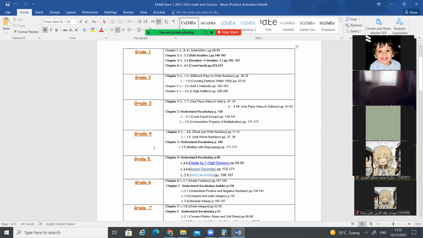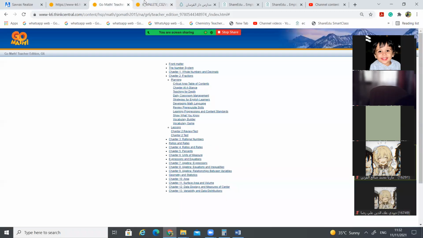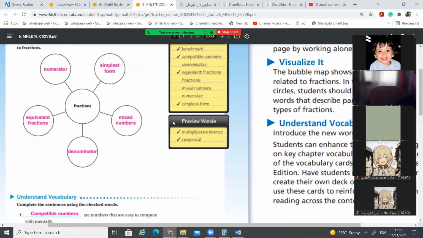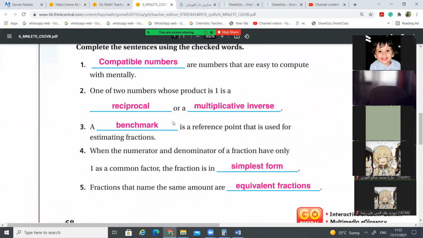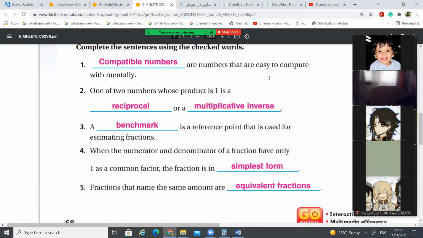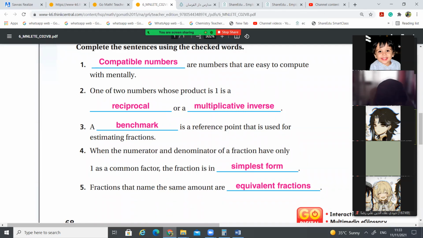So everyone, please, a moment, turn to page number 68. Everyone, please turn to page 68. Grade 6 girls, turn to page number 68. Okay. All right, now let me revise with you.